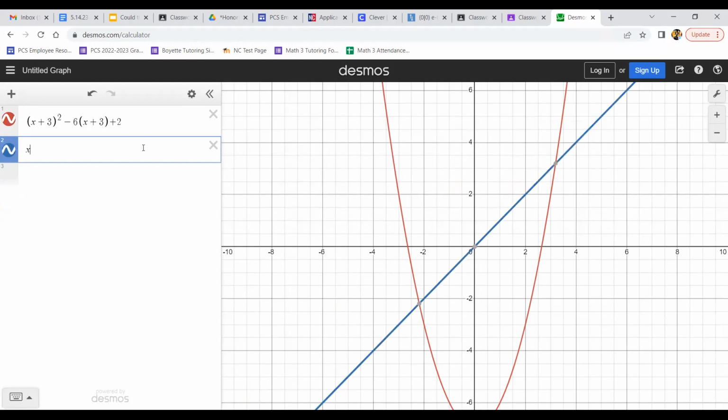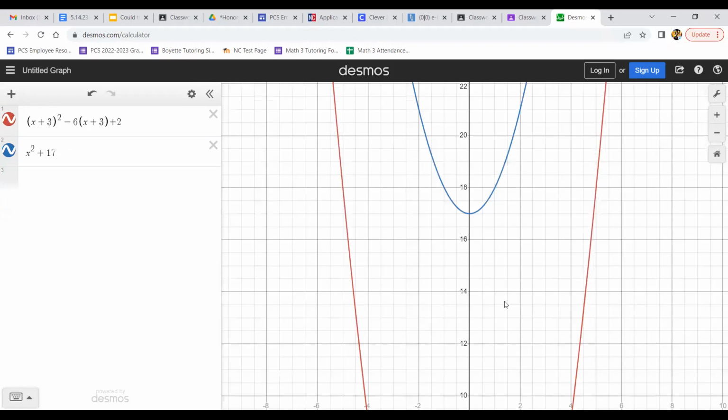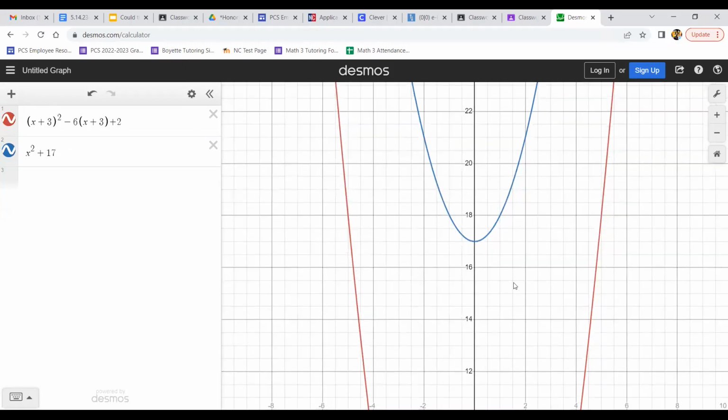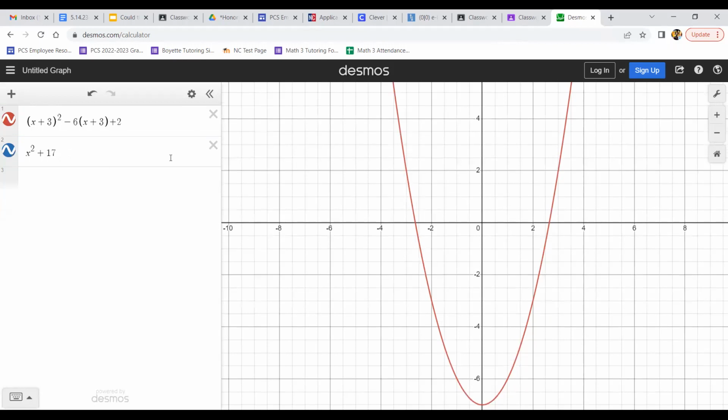So the answer choices are x² + 17. And since that has a plus 17, the graph shifted up 17. That's why you can't see it. It's all the way up there. So that one is definitely not the correct answer. So you can X out of it, or if you want to turn it off, you can turn that answer off by clicking over here. It'll just make it not graph.